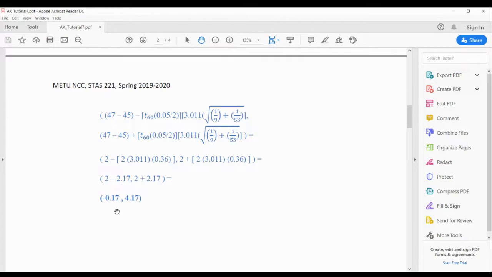So what does it mean? It means that for the difference between two means, I mean the difference between the means of two different populations, we estimate with 95% confidence that it falls inside this interval. And whenever one end is negative and the other is positive, it shows that 0 is inside this interval, which has a meaning.